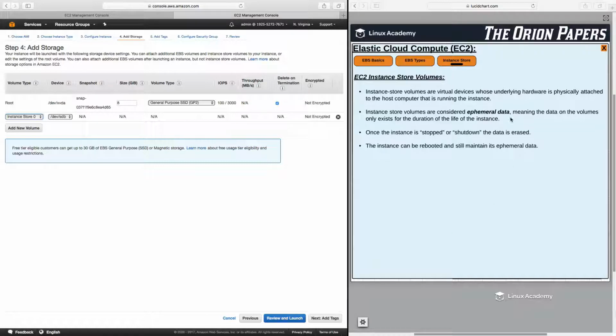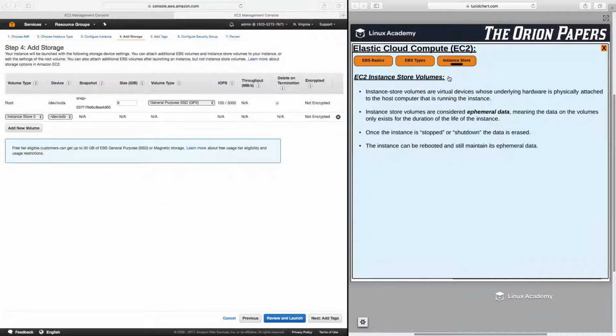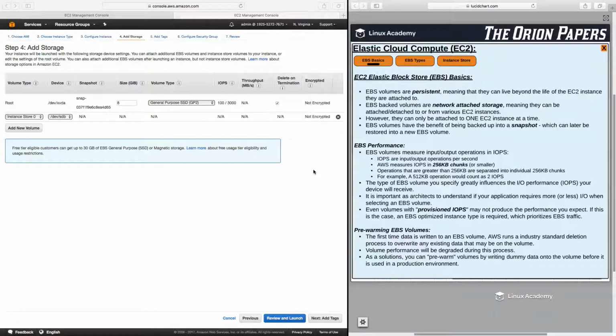So again, the major takeaways from these are that EBS volumes are persistent and they're network attached, meaning you can move them from one EC2 instance to another and they can live beyond the life of the EC2 instance they're created with. And instance store volumes are ephemeral data. They do not live past the lifespan of the EC2 instance that they are created with. And if the instance is stopped or shut down, the data will be erased. Very important to remember. So that's a quick summary of instance storage.